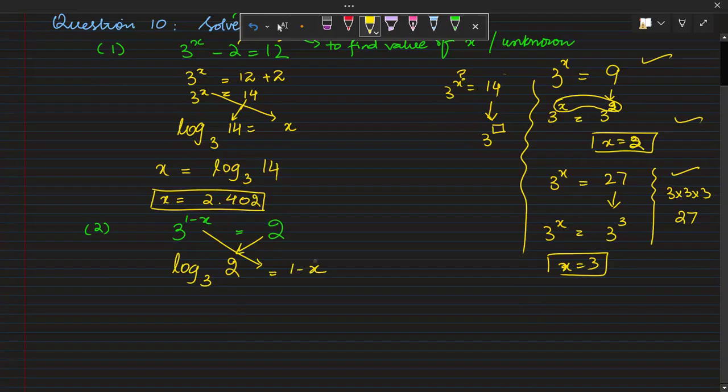Can I shift this x to the left hand side so I get x positive? And I can shift this log base 3 of 2 to the right hand side, so we're going to get 1 minus log base 3 of 2. Now tell me the value. Plug in the number 1, then press minus, then press log base 3, then put the value 2, and tell me the answer. What are we getting?